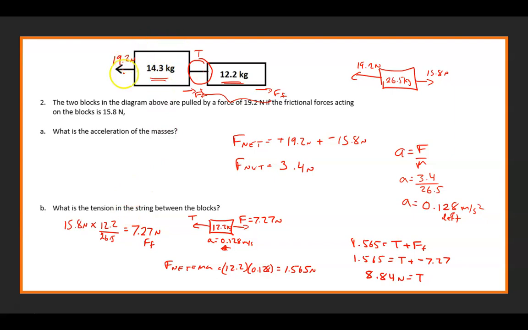Again, when we were finding the overall acceleration of a system, we used the total mass, the 26.5. But here we were looking at just part of a system, so we used the mass of 12.2.